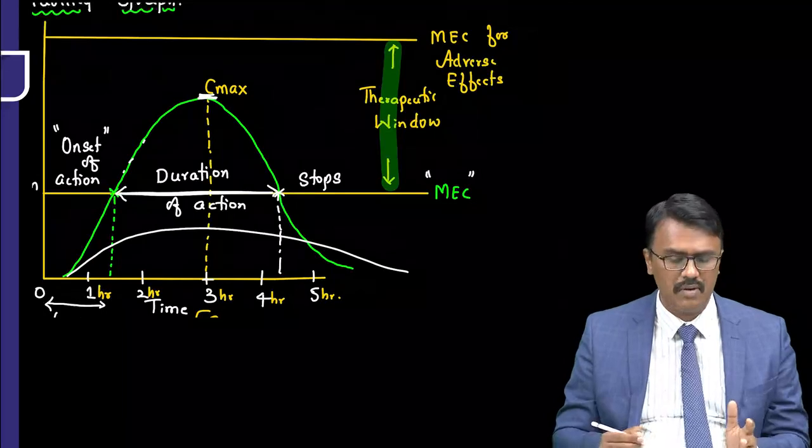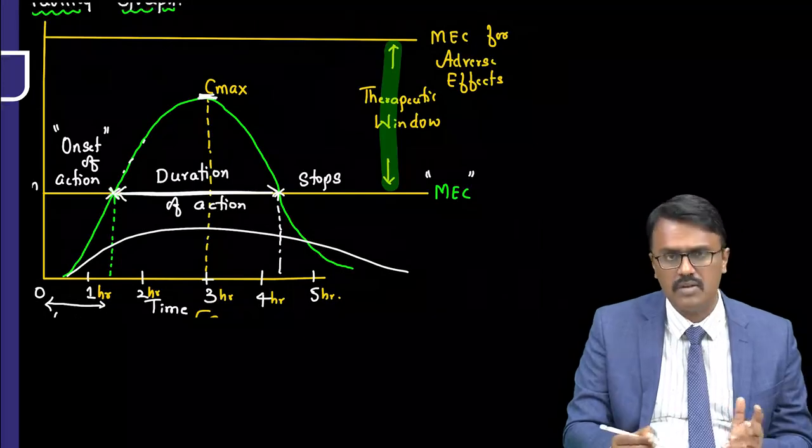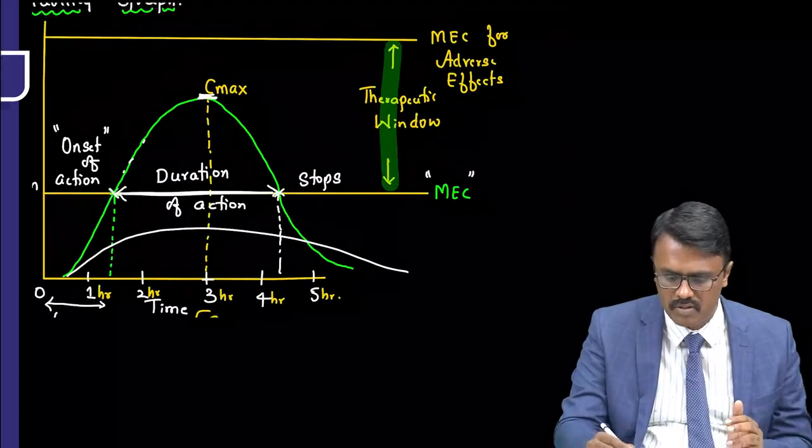Never. Why? Can you guess why it is not working? It is not achieving the minimum effective concentration. That's why it is not at all going to work. So that's why we have to give 500 mg. So this is not going to work.